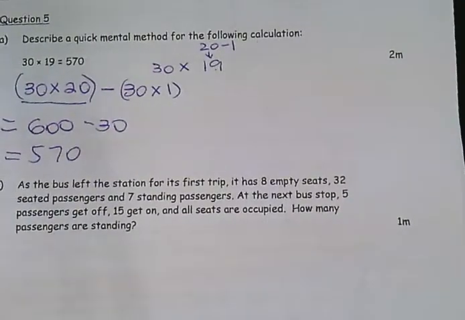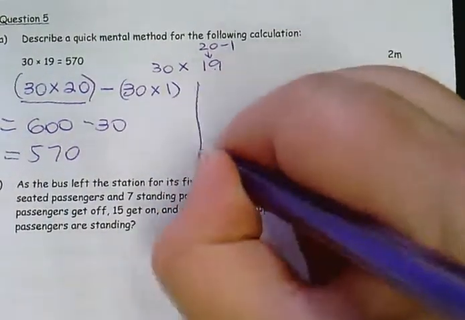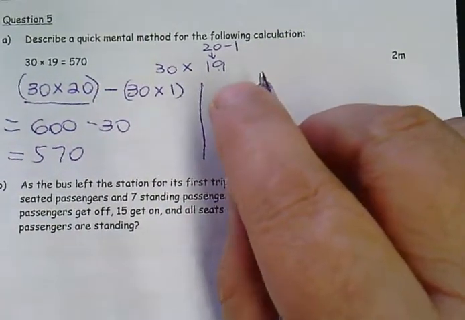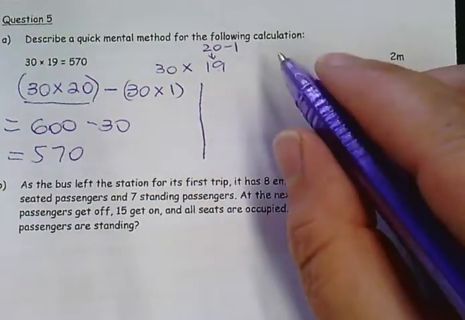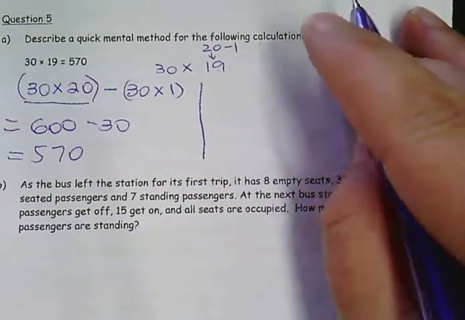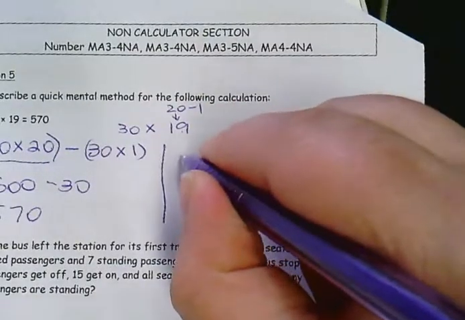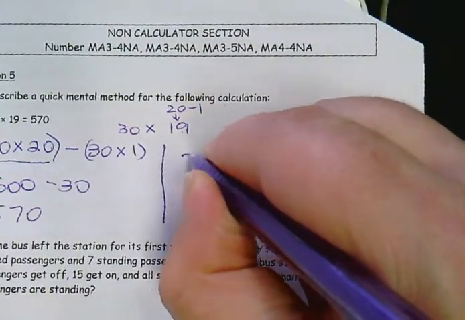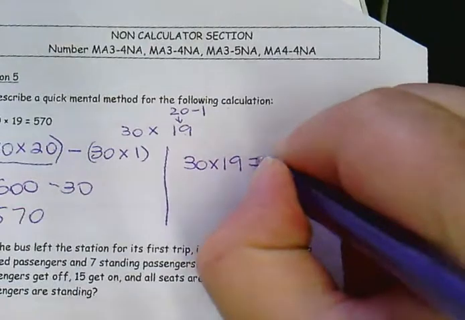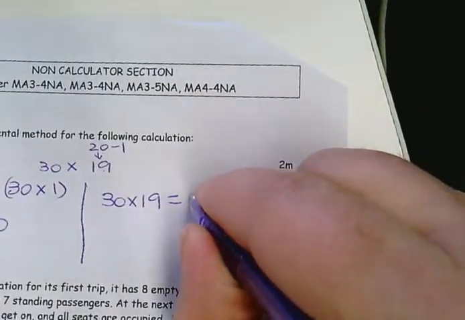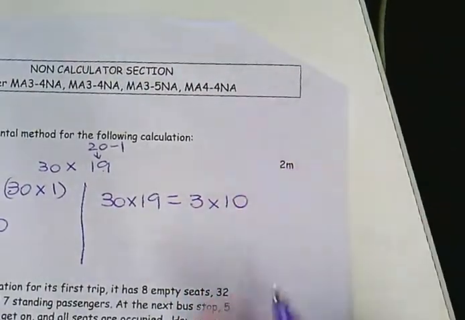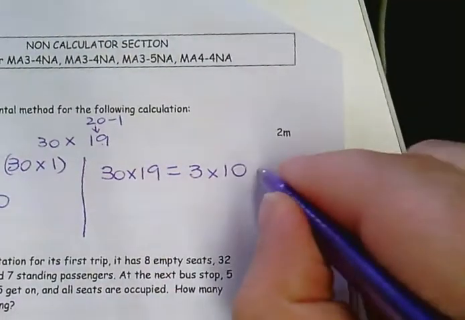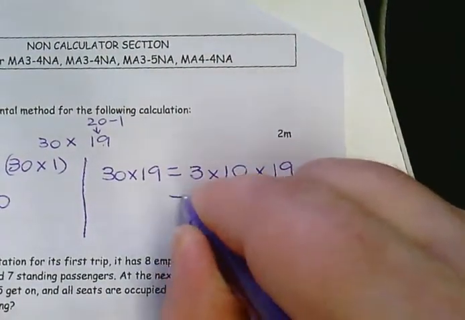Now another way we could have done this is as follows. Instead of doing 30 times 19, we could have broken up the 30. So 30 times 19, I could really have done 3 times 10 is 30. We know that 3 times 10 is 30, times 19.